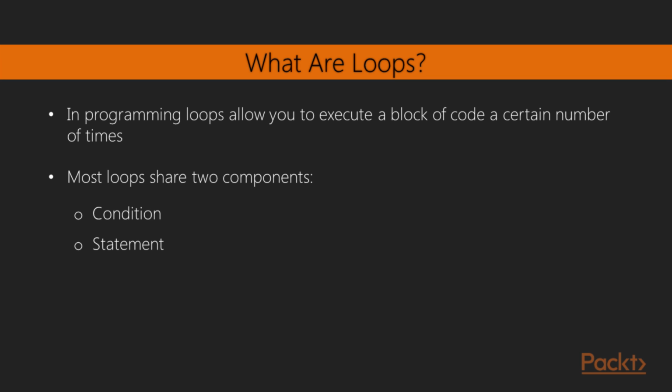What are loops? In programming, loops allow you to execute a block of code a certain number of times. This could simply be counting from 1 to 100 on the screen, or, let's say you had a JSON file that had a number of blog posts in it, you would need to execute the code to display each of the blog posts onto the screen. And to do that, you would use a loop.